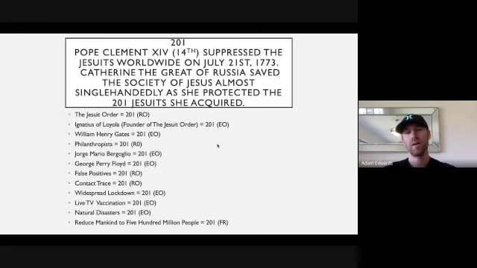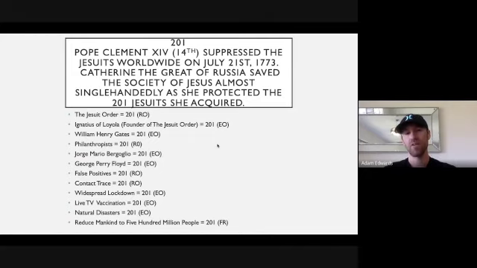201. I always talk about this number and why it's so important to the Jesuit order. So Pope Clement XIV suppressed the Jesuits worldwide on July the 21st. Notice it was the 21st. If you type in Jesuit into the gematrinator, Jesuit equals 21. 1773. Catherine the Great of Russia saved the Society of Jesus almost single-handedly as she protected the 201 Jesuits she acquired.